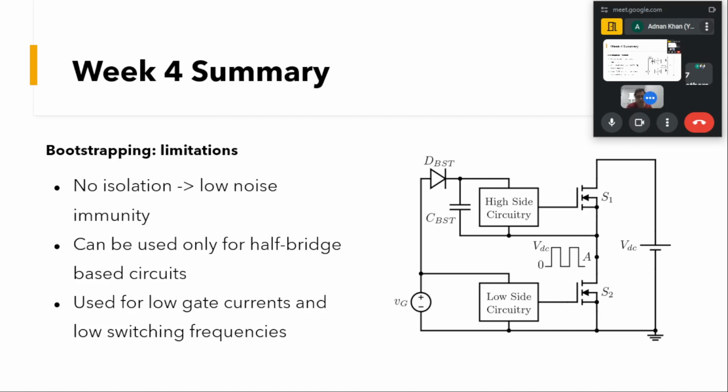So mostly this bootstrapping is used for devices which have low gate current requirements. Also, it has to be kept in mind that there is a limitation on the switching frequency of the devices, because in order to charge this bootstrap capacitor, we need a time interval so that this capacitor gets charged. We cannot have the switching frequency so high that our bootstrap capacitor doesn't get charged to the full potential, because then it cannot drive this high side switch. So that is the other limitation of this bootstrap.